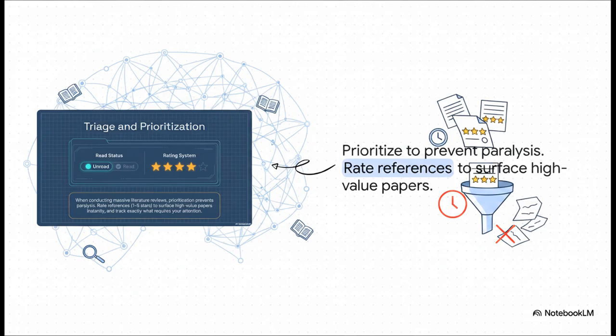When you're staring down a massive literature review, it's so easy to just feel paralyzed by the sheer number of papers. That's where triage tools are an absolute lifesaver. Use the simple read/unread status just to keep track of what you've already covered. But even more importantly, use that 1 to 5-star rating system. It lets you immediately see which papers are the most critical, the most high value. This helps you focus your limited time and energy where it truly matters.